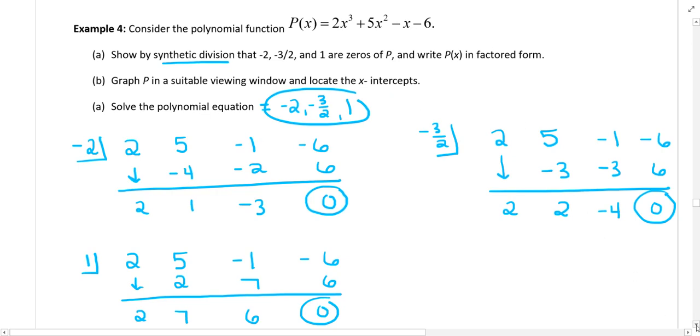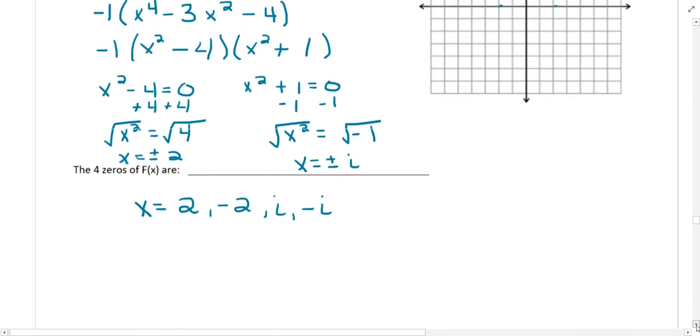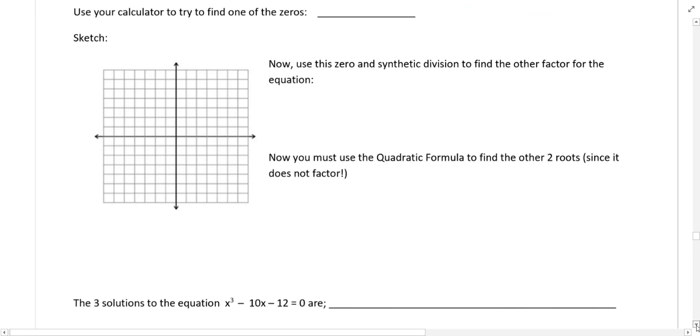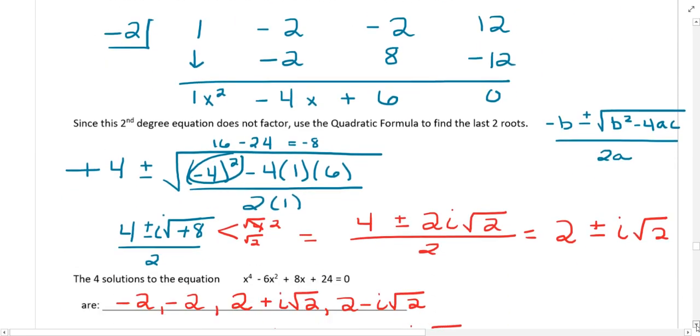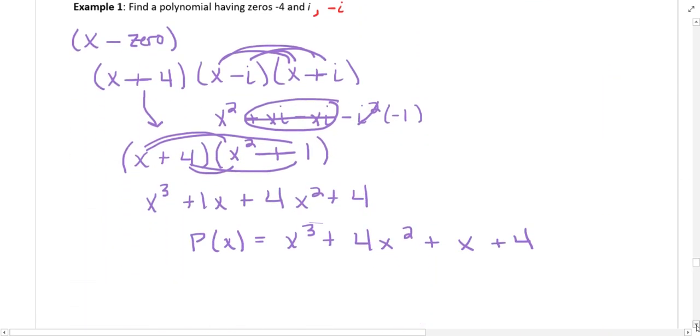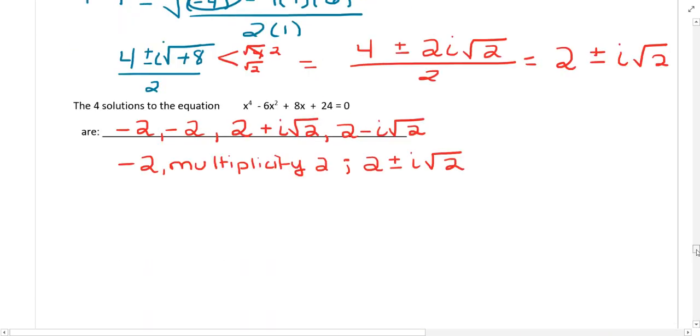All right, and that should be it for these practice problems. Let me just check. We've got our zeros here, rational zero theorem. Oh, we did skip that one. Nope, we've got a couple more. Okay, so let's do these 2 more problems here.